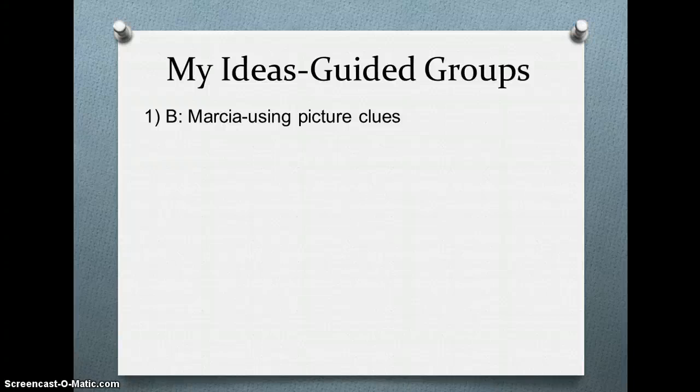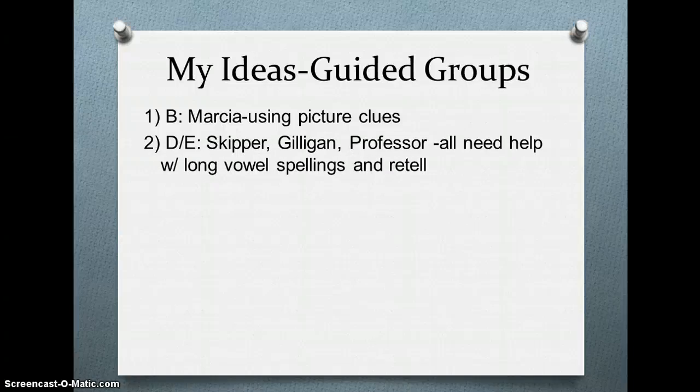So she would need some tier 3 intervention, some really intensive help. And I'm noticing she's not using picture clues to gain meaning to help her with word recognition and decoding. So that's where I'm going to start with her.